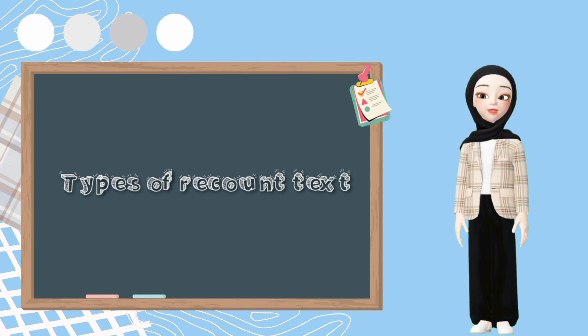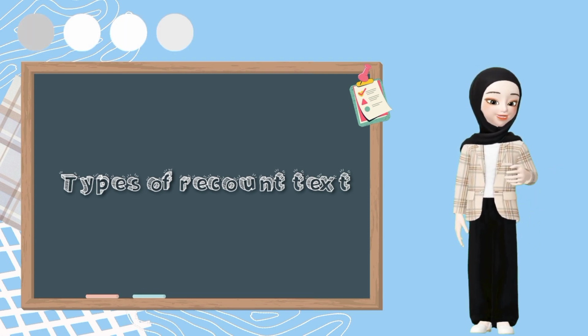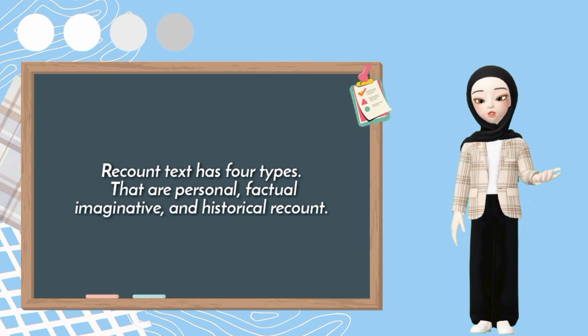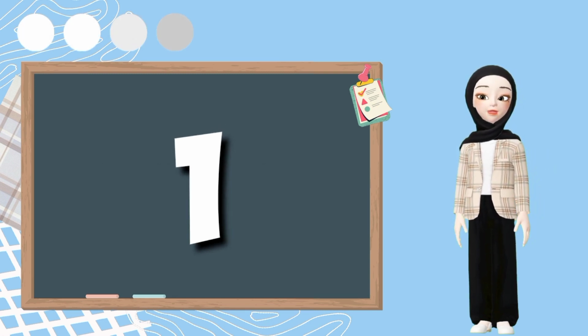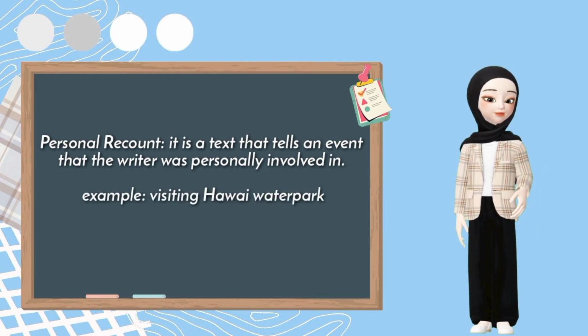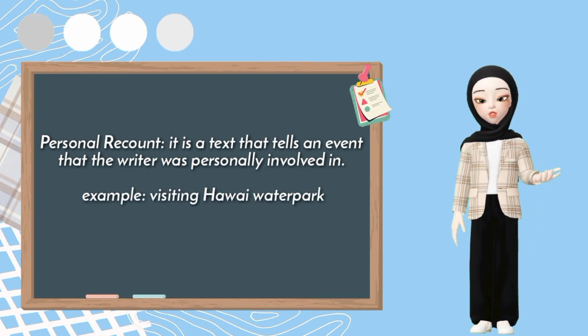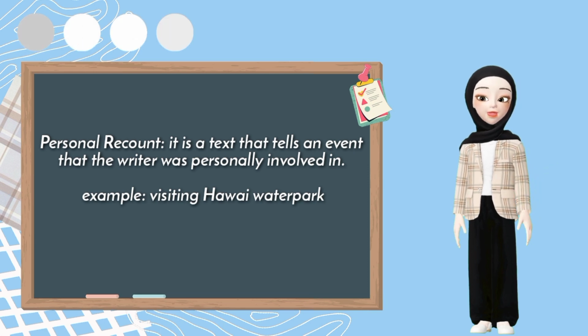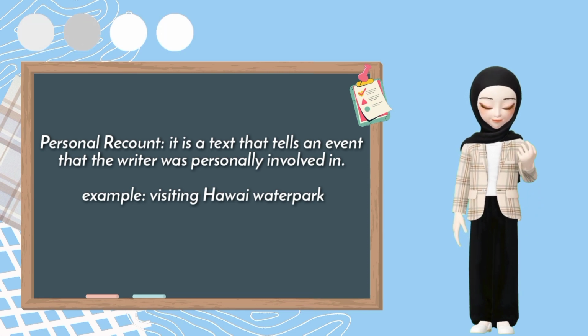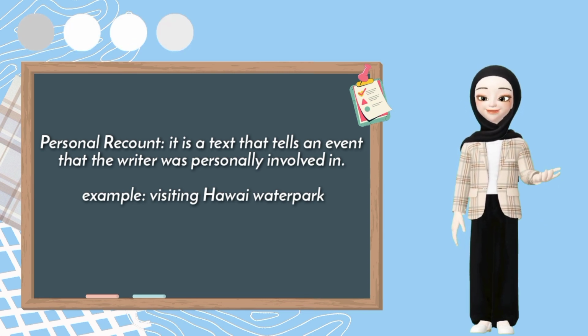Alright, now we're going to the types of recount text. Recount text has four types that are personal, factual, imaginative, and historical recount. For the first type is personal recount. Personal recount is a text that tells an event that the writer was personally involved in. It is the experience that happened to the writer itself. For example, the writer tells about her memory when she visited the Hawaii water park.